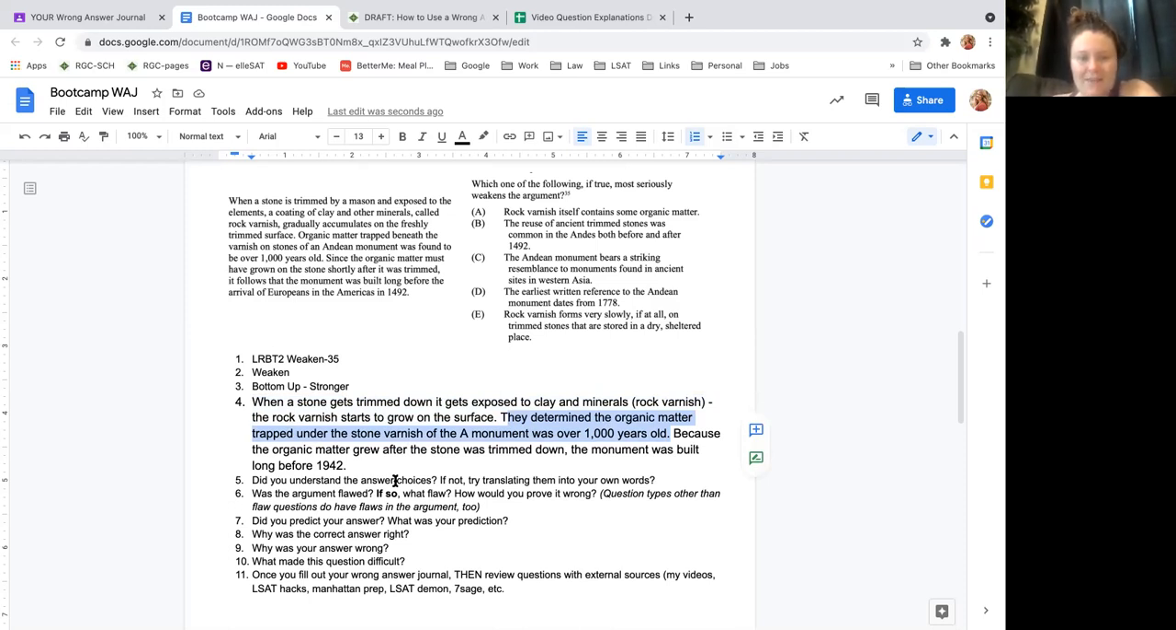Cool. And then the last sentence just says, since the organic matter must have grown on the stone shortly after it was trimmed, it follows that the monument was built long before the arrival of the Europeans in the Americas in 1492. And so in my sentence for that one, I just said, because the organic matter grew after the stone was trimmed down, the monument was built long before 1492. And then this last sentence, we want to make sure that we know what my conclusion was. And this part here is my conclusion.